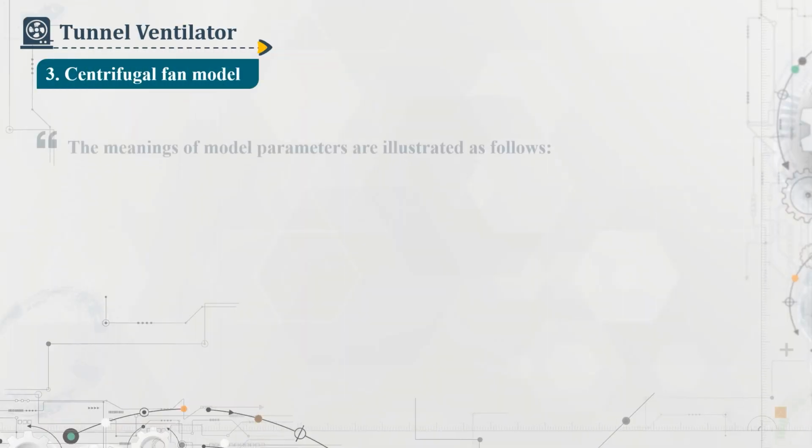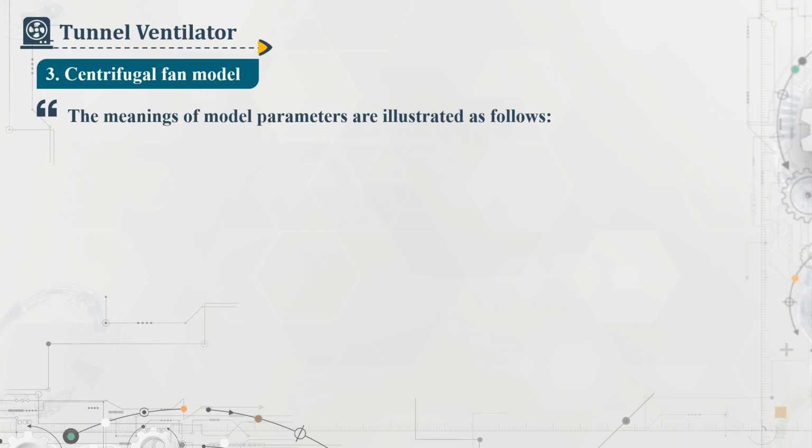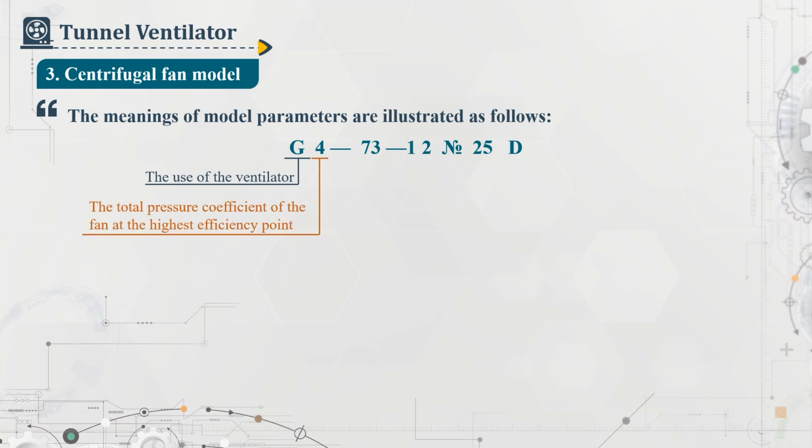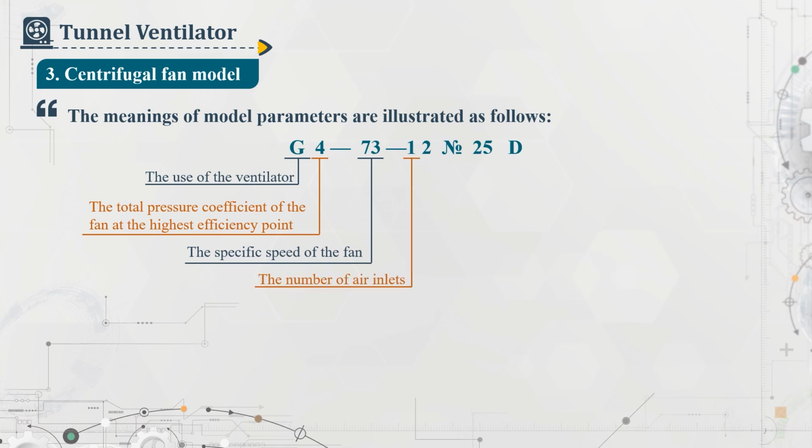The meaning of model parameters of centrifugal fans are illustrated as follows. J represents the use of the ventilator. 4 represents the total pressure coefficient of the fan at the highest efficiency point. 7.3 denotes the specific speed of the fan. 1 is the number of air inlets. 1 is single suction. 0 is double suction.